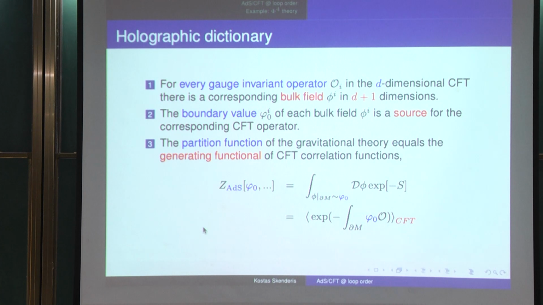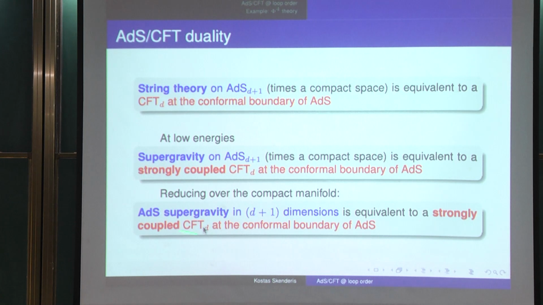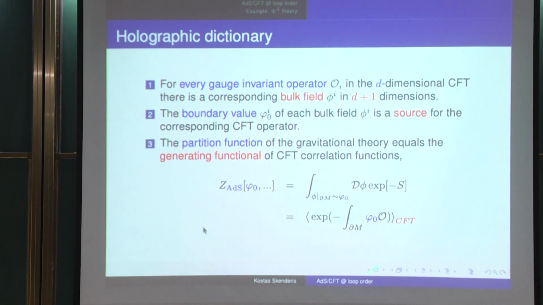And now AdS-CFT says that this object here has another meaning. It is the expectation value of gauge invariant operators, where phi naught acts as a source for the dual operator. So the brackets here mean that now you do the boundary path integral, where the action is the action of the CFT, of this strongly coupled CFT, and you compute expectation values in that CFT, where you turn on the source for the operator O. And AdS-CFT says these two are the same.